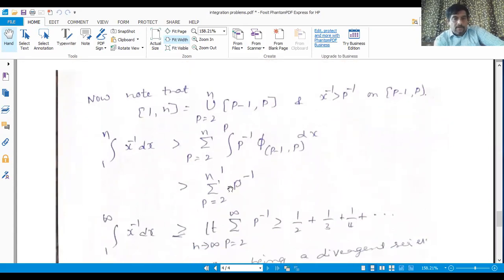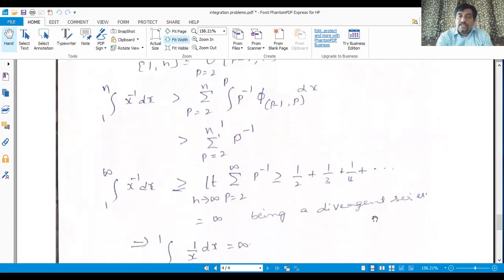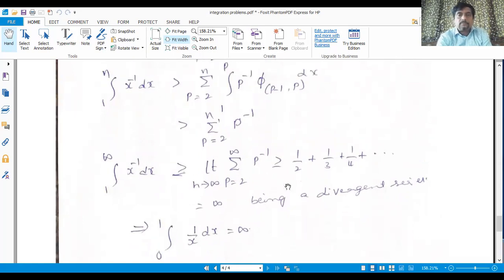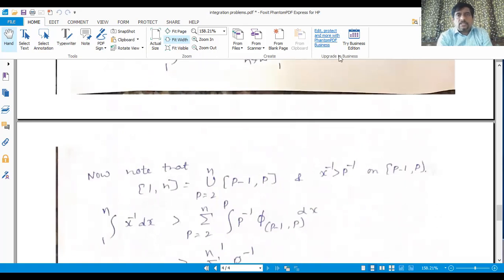You know that 1 by p starts from 2, meaning 1 by 2 plus 1 by 3 plus 1 by 4. It is a divergent series. A divergent series means the value of the sum is equal to infinity. Then definitely the integral of 1 by x dx is equal to infinity. This is one of the problems you must remember.